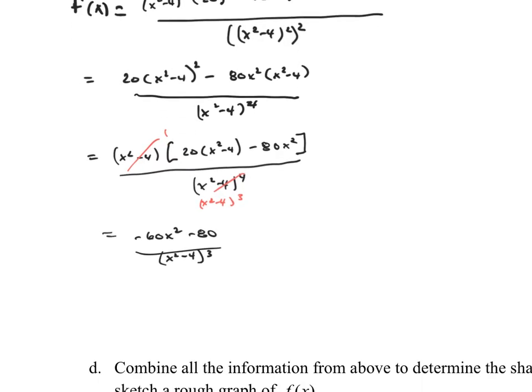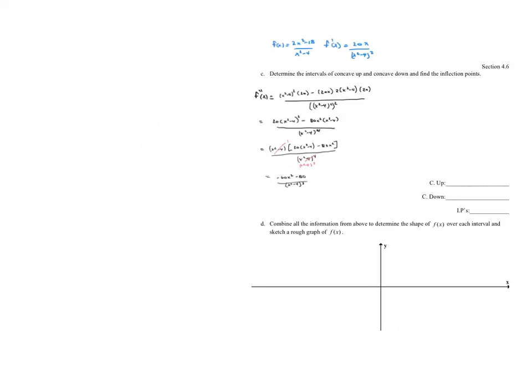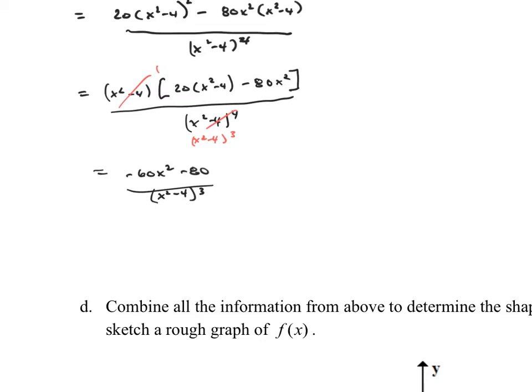So what's the last thing that I can do there? I know I need to factor out that top anyways, so why not try factoring out the largest thing we can on top? So I'm getting f double prime of x. Looks like I can factor out a negative 20. And if I factor out a negative 20, negative 60 divided by negative 20 would be 3x squared, and negative 80 divided by negative 20 would be plus 4. And this is all over x squared minus 4 quantity cubed. So that's how they got their second derivative right there.